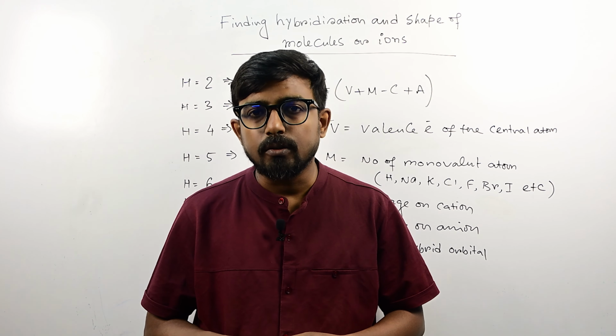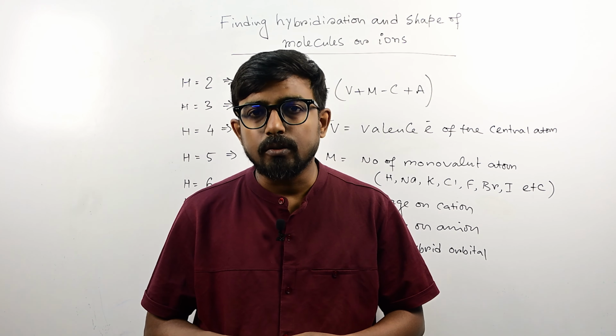Now we have to find the value of H. If the value of H equals 2, then it will be sp. One s and one p form two orbitals, that is sp orbitals. 1s and 2p combine together and form three orbitals, that's why H equals 3. And if the value of H equals 4, that means 1s and 3p. Next, H equals 5 is 1s, 3p and 1d, that is sp3d.